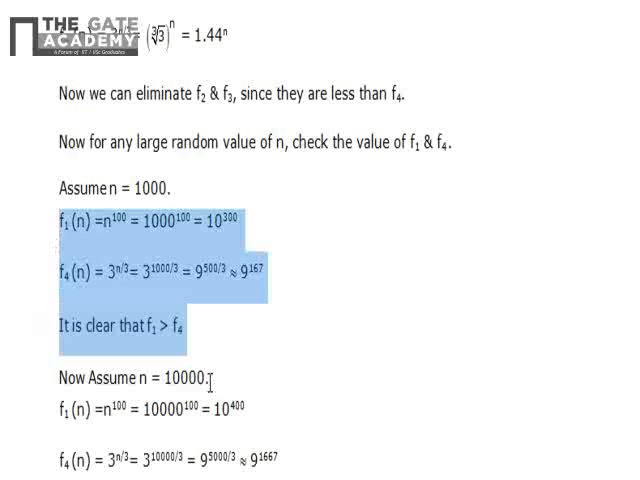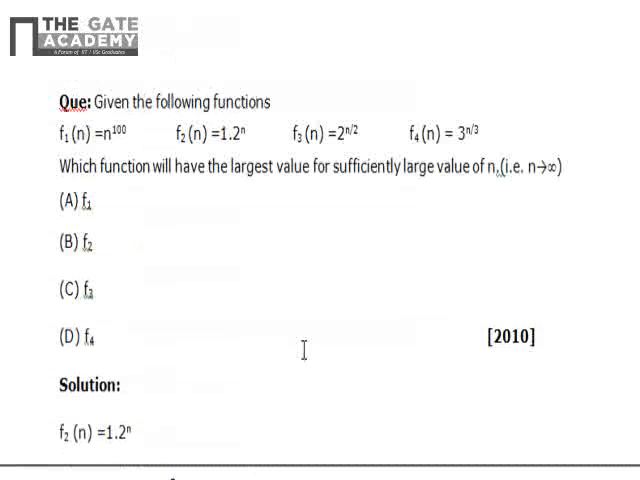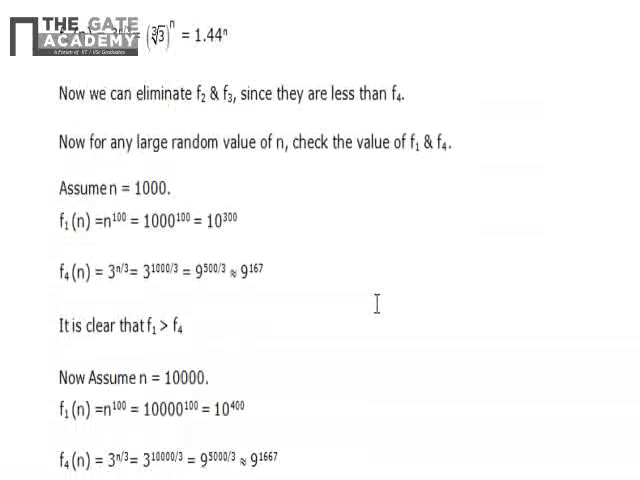Now if we assume n is equal to 10,000, f1 will become 10 raised to 400, but f4 will become very large, 9 raised to 1667. That means as n goes on increasing, f4 will have greater value than f1. So the fourth function will always have the largest value for n tending towards infinity. This is a very good example, so you can have another look.